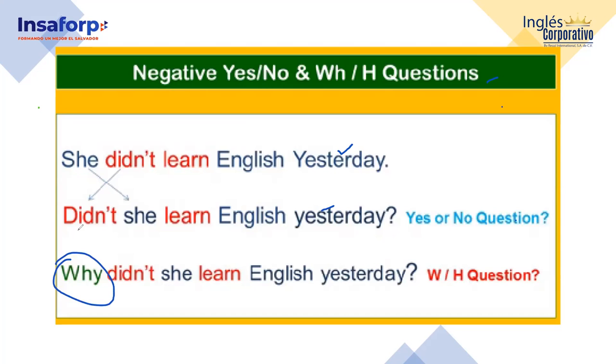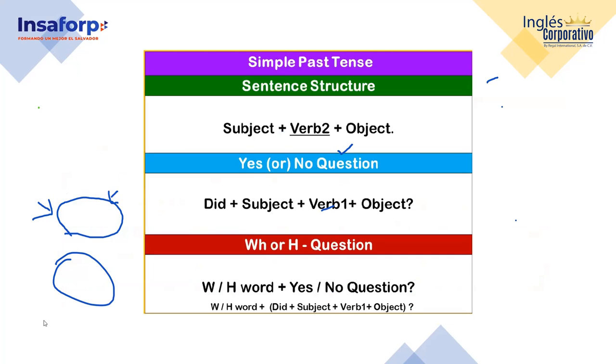WH questions and the yes-no questions. Aquí en este ejemplo también nos podemos dar cuenta que podemos hacer preguntas cargadas negativamente. Didn't she learn English yesterday? No solamente con el auxiliar: Did she learn English yesterday? No, we can make them using the negative form. Didn't she learn English yesterday? Solo que va con un énfasis de que sí, y que no aprendió ayer inglés, ¿ok? We can write down questions, yes-no questions, in negative. This is, again, a general structure with both structures, yes-no questions versus WH questions.